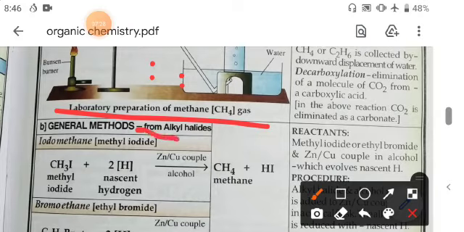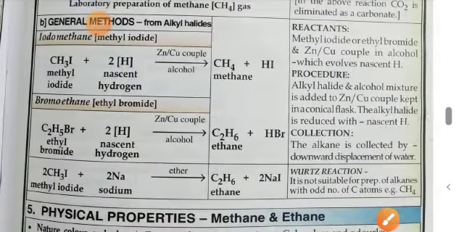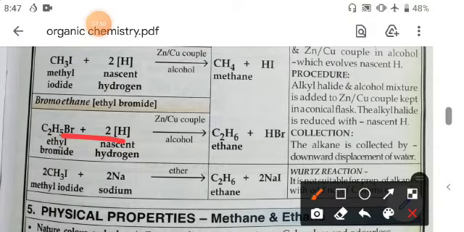Now general methods, many general methods are here. Methyl iodide reacts with nascent hydrogen, and the activator is copper or zinc, then you will find methane, and hydrogen iodide is released. Bromoethane reacts with nascent hydrogen to give ethane and HBr, and similarly methyl iodide reacts with sodium to give ethane and sodium iodide.